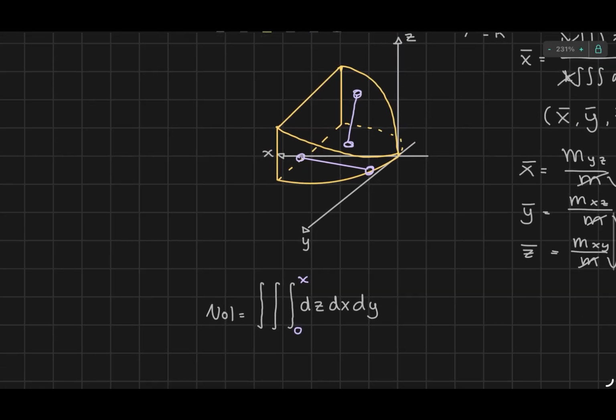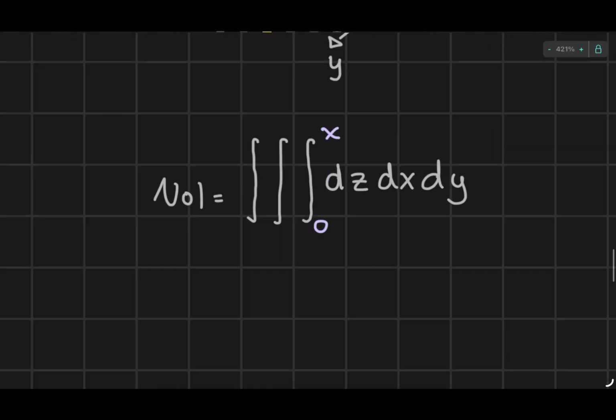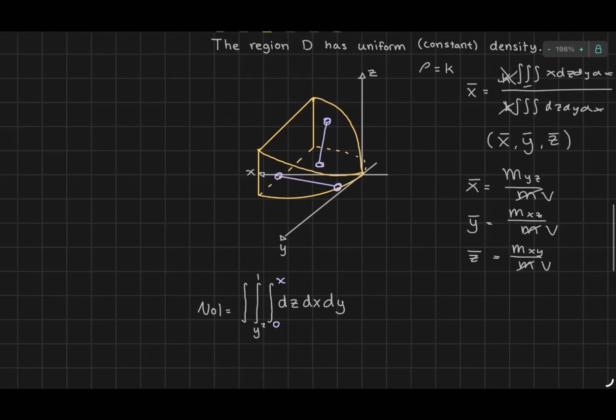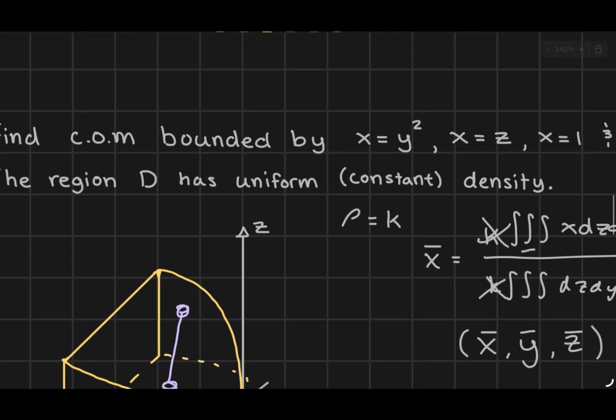Well, what's that going from? That's going to be going from x is equal to y squared to 1, right? We're bounded by x is equal to 1 and x is equal to y squared, so that's pretty much where that's going to go from. And then finally, what are our y bounds? Well, if x is equal to 1, then we can solve 1 is equal to y squared, so y is equal to positive or negative 1.